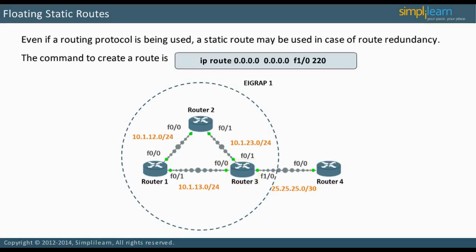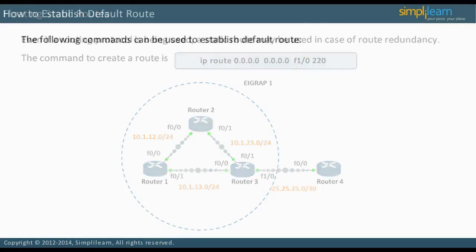The static route would not be used beforehand because the AD of 220 is greater than the Enhanced Interior Gateway Routing Protocol, EIGRP, AD of 90. Note that this static route is also a default route. Let us discuss how to establish a default route.